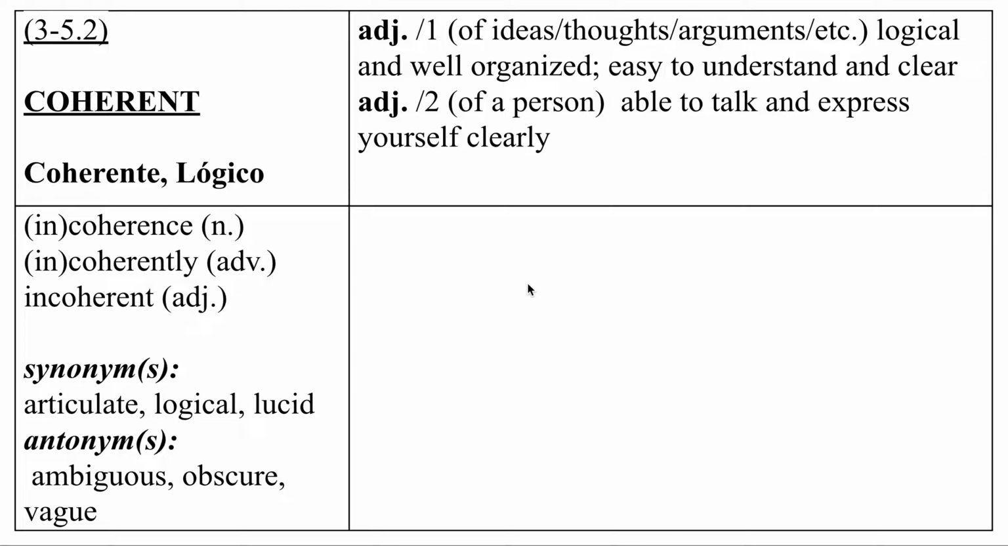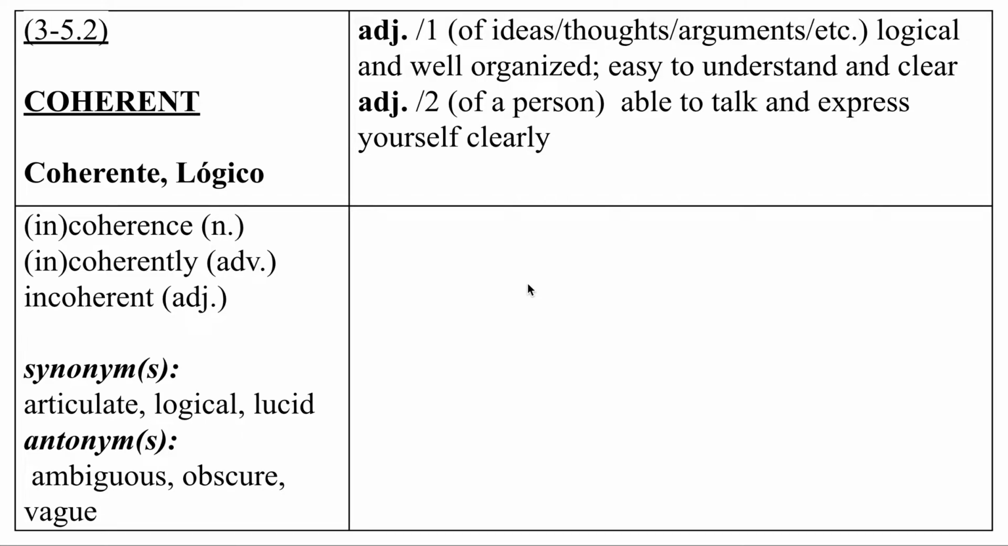And it has two meanings. They're both adjectives. One is about ideas or thoughts or arguments. That's the first definition. And then the second definition is about a person. For ideas, thoughts, or arguments, it means logical and well organized, easy to understand and clear. So like an argument, a thought, an essay, a paragraph, something that you're explaining, something that you're saying, it's easy to understand and clear. Teachers always hope that everything we tell you is coherent. I hope that what I'm saying in this video is coherent so you will understand it. So it's logical, it's well organized, it's connected, it makes sense.